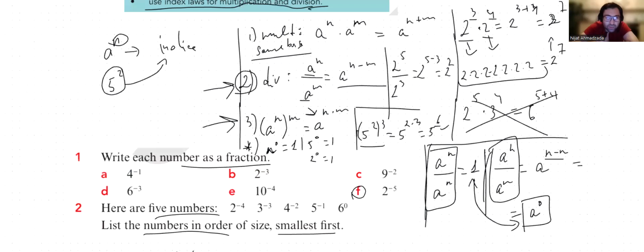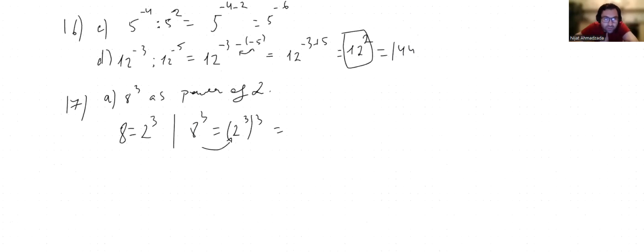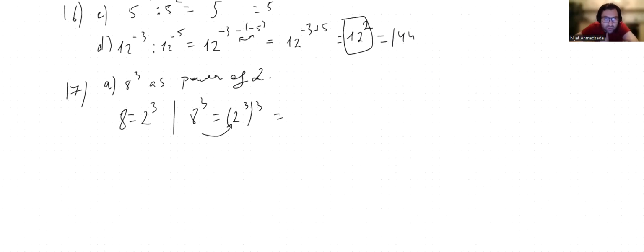So with that rule, instead of 8, we wrote 2 to the power of 3. So 8 to the power of 3 is 2 to the power of 3, to the power of 3, which will be 2 to the power of 3 times 3, which is 2 to the power of 9. So 2 to the power of 9 is the same thing as 8 to the power of 3.